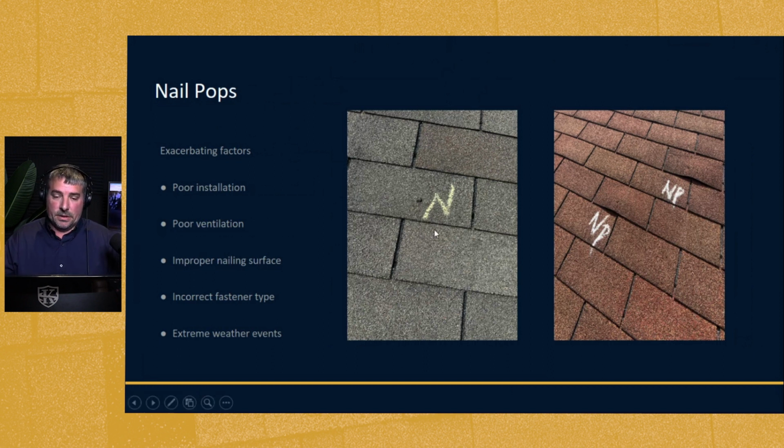So our photo examples again, first one here on the left, that one's pretty fresh. Nail has broken through the surface of the shingle. I can still actually see the part of the shingle sitting on top of the nail head is still there. That lets me know it's pretty fresh.